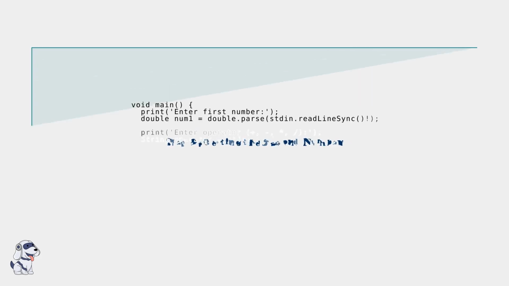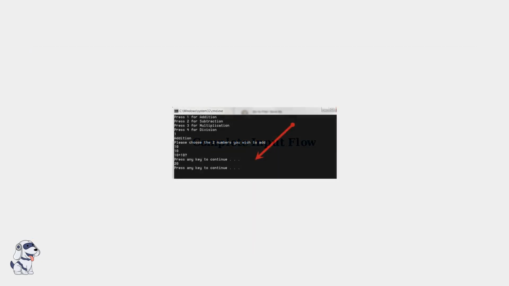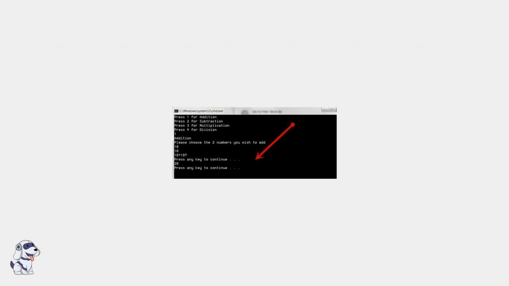Here's our complete input logic. We systematically collect three pieces of information: the first number, the operator, and the second number. Each input is properly converted to the appropriate data type for our calculations. This is what our calculator looks like when running. The program prompts the user step by step, reads their input, and prepares the data for calculation. In the next part, we'll implement the actual calculation logic using this collected input.